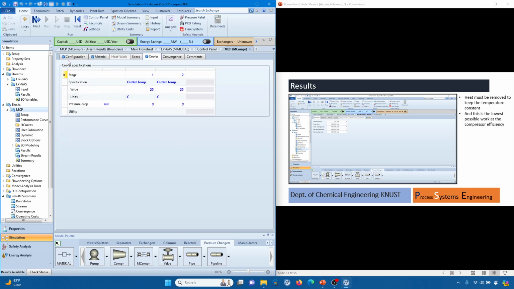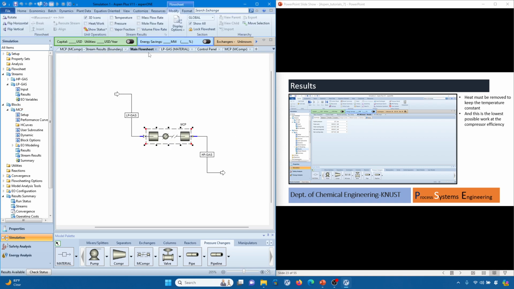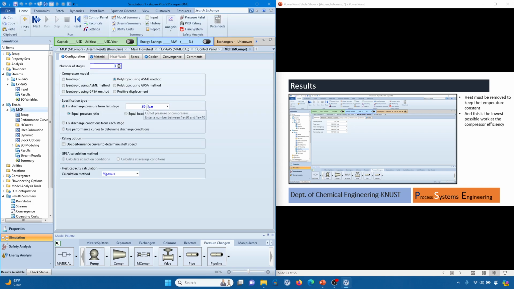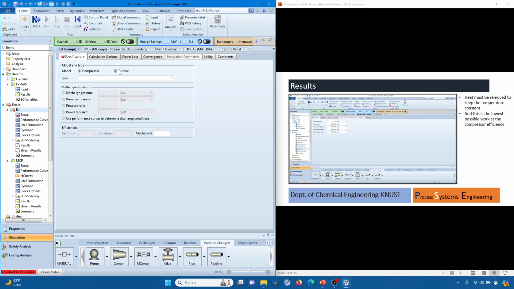If you want to run it in a different fashion, of course, if this was a turbine, then our inlet stream would have a higher pressure than the discharge. So the discharge pressure specified here will actually be lower than what is coming in. That's how Aspen recognizes that the block is being run in turbine mode. For a single stage compressor, there is a specification as to whether you desire to run it as a turbine or a compressor.